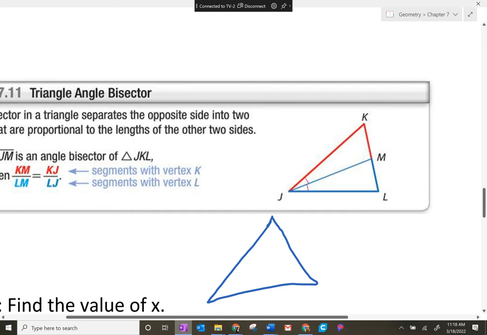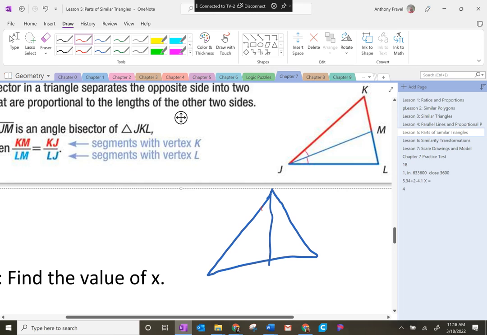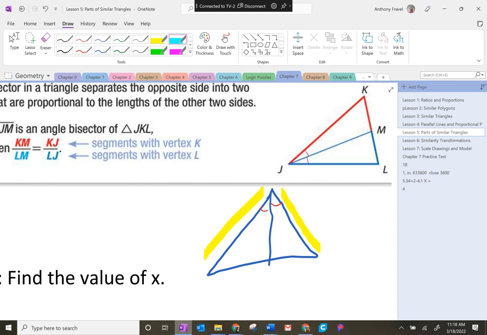If I have a triangle and it has an angle bisector, meaning the line that's going straight to the center of it is exactly the same on both sides, I can compare this side and this side will be similar. And then this side and this side will be similar. If I have an angle bisector in one specific triangle, these two will have the same proportion as these two. So it'd be like this one over this one equals this one over this one.